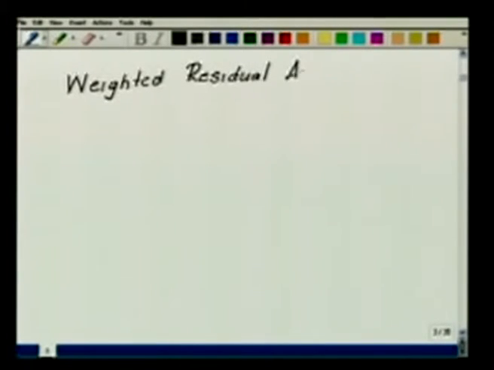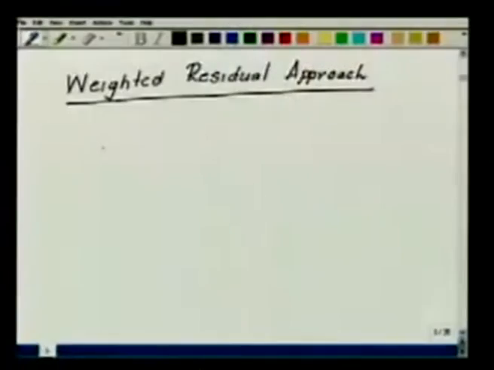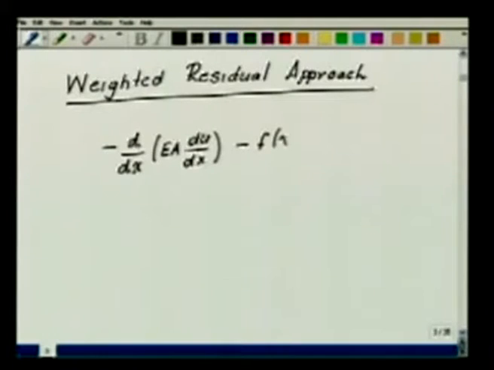What was the idea of the weighted residual approach? The idea was that I take the differential equation, in this case corresponding to the equilibrium of the bar, and move the right hand side to the left hand side to get minus d/dx of EA du/dx minus f of x is equal to 0.